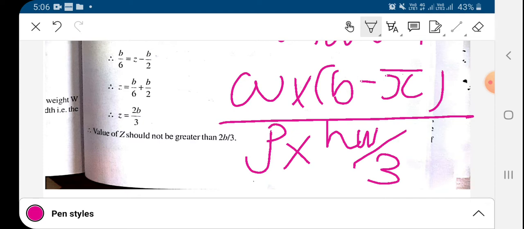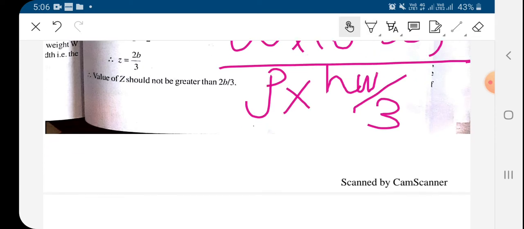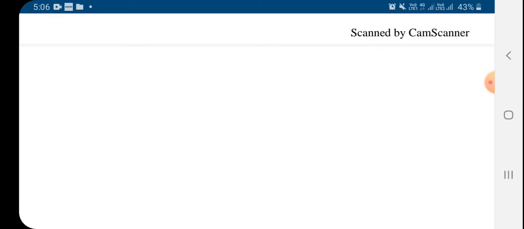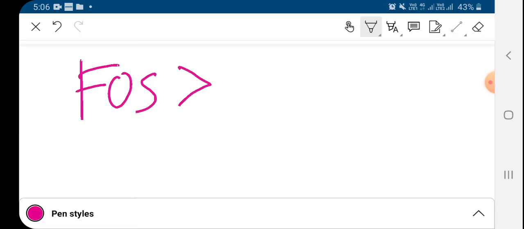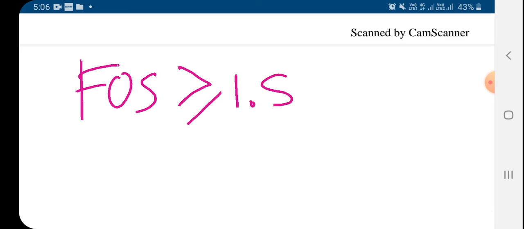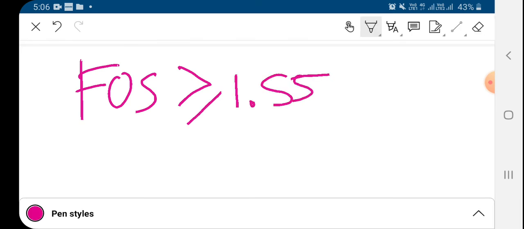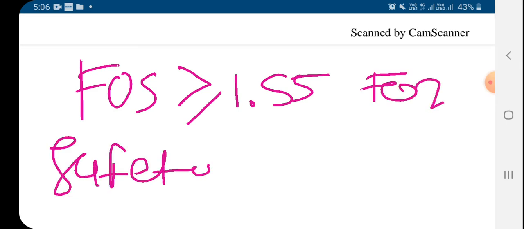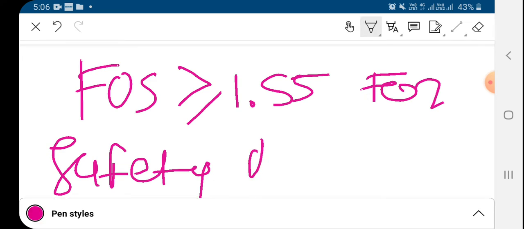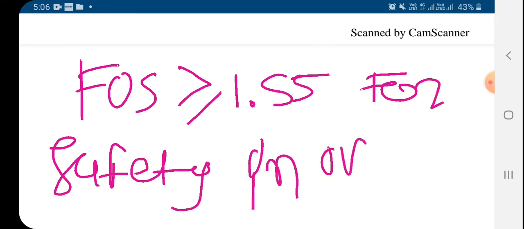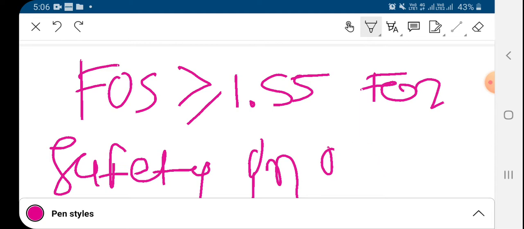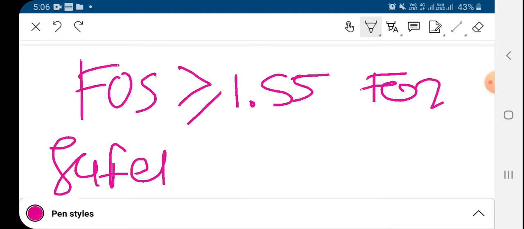We can put the equation for P in this equation. This factor of safety must be greater than or equal to 1.5 for safety against overturning. So it is the second criterion for the stability of the dam.